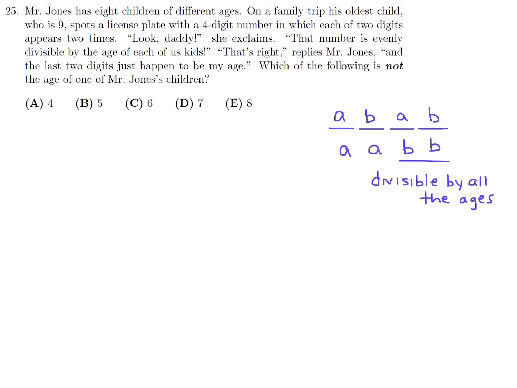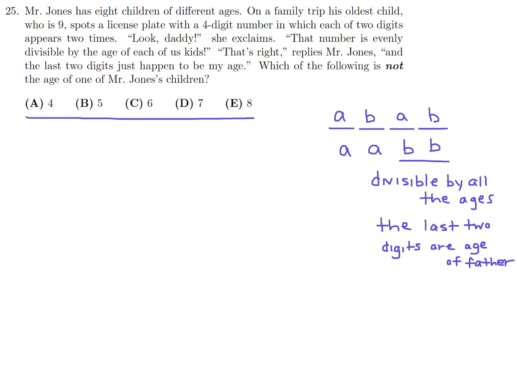And the last 2 digits, whatever they are, the age of the father. All right, so I'm just going to look at the answer choices and work with that. If this number, whatever it is, is divisible by all the ages, then it's got to be divisible by all of these except 1, correct? So which one is it not divisible by? I'm not sure, but these all are even numbers, and we've got 2 odd numbers.